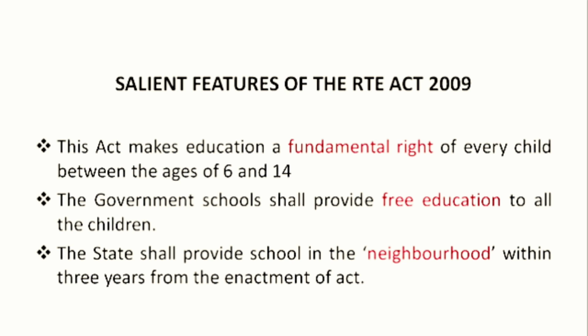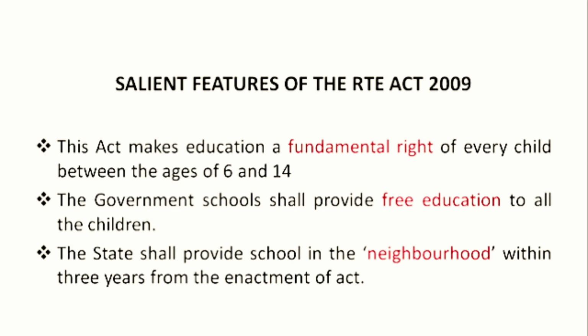Now let us see the salient features of the RTE Act 2009. This Act makes education a fundamental right of every child in the age group of 6 to 14. The government schools should provide free education to all children. When I say free education, what does it mean? In many private schools, you enroll your wards and pay tuition fees, extracurricular fees, all the extra fees. But in the government sector, what does free education mean? It gives education free, and apart from that, it also gives notebooks, pens, pencils. Understood? The things needed for the students are given free. Therefore, the government schools provide free education to all children.